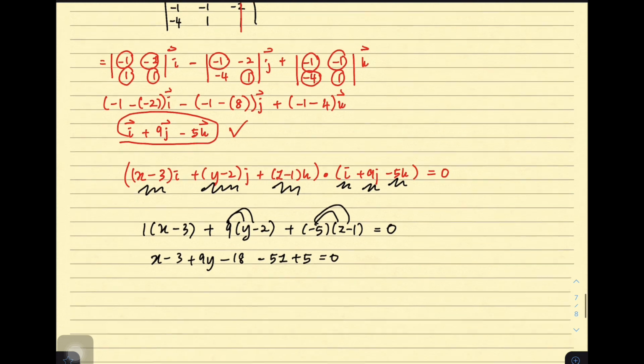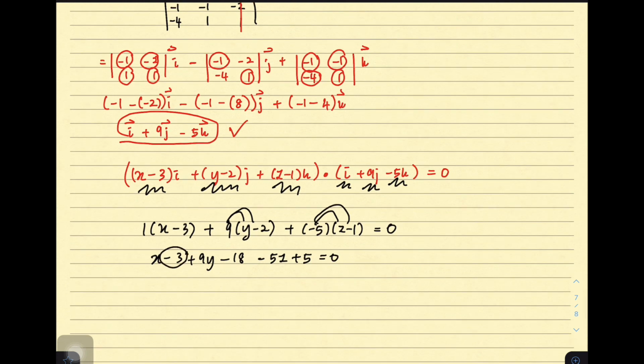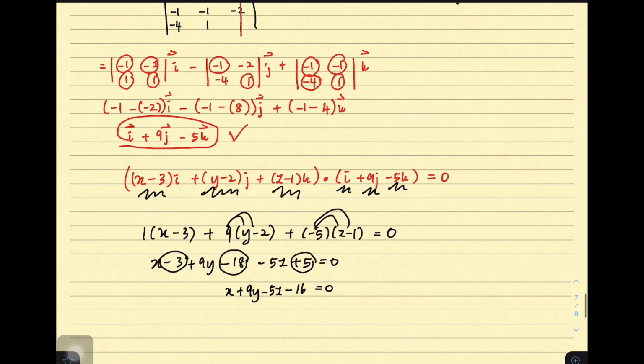Equal to 0. Negative 3 minus 18 is negative 21. Negative 21 plus 5, you will have negative 16. Then you have x plus 9y minus 5z, and this one is equal to 0. So you can bring this negative 16 to the right. So you will have x plus 9y minus 5z is equal to 16. So this is the equation of the plane.